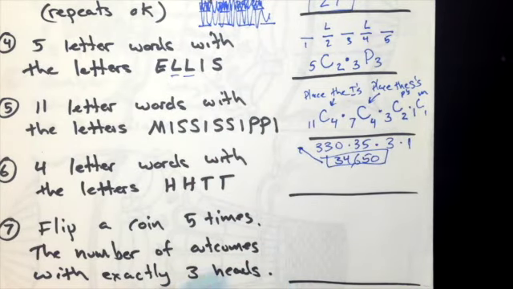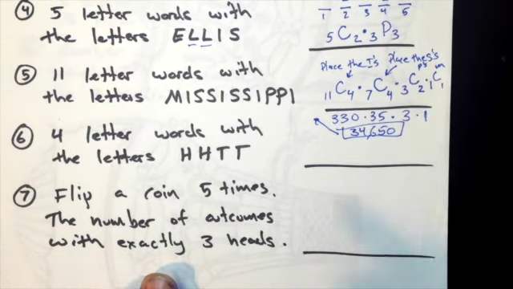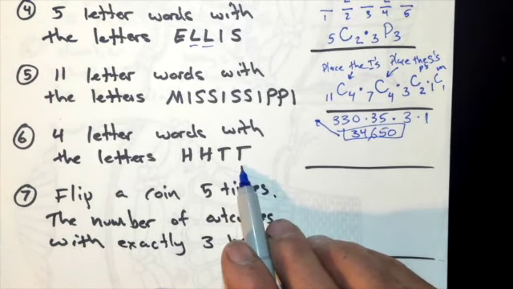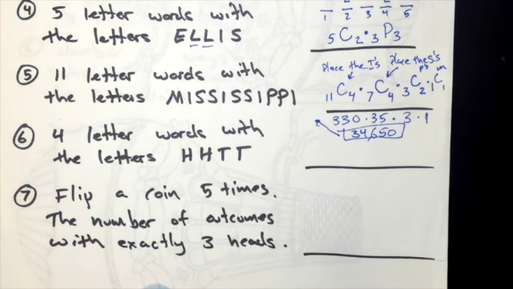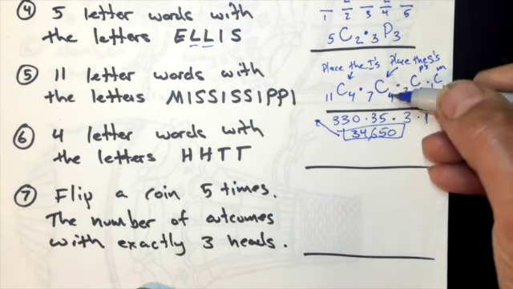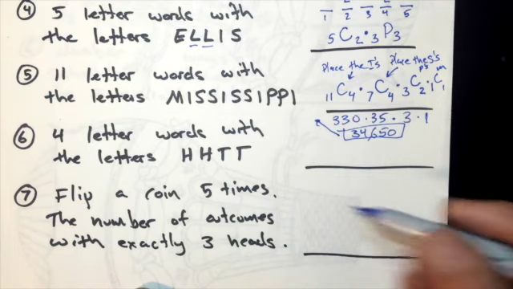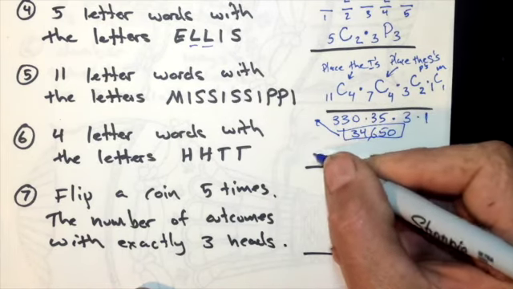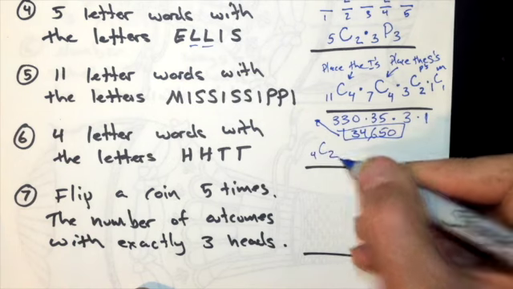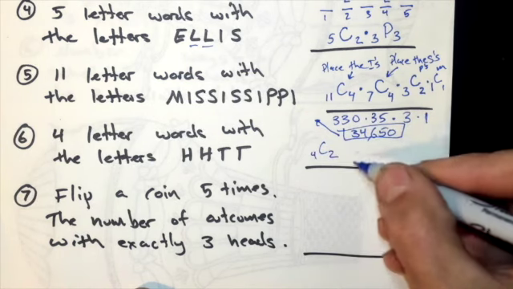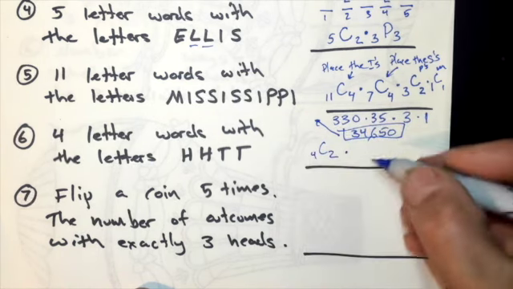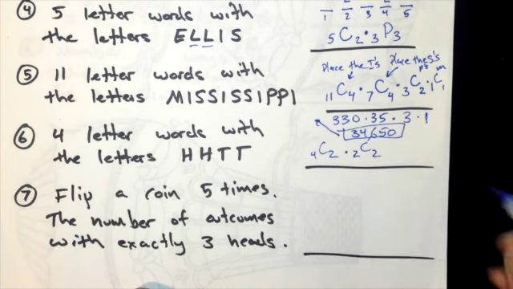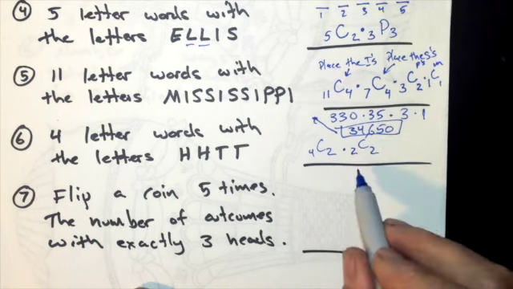Let's take a look at number 6. 4-letter words with the letters H, H, T, T. Okay, we're using our same method we used up here. Let's go ahead and choose the positions for the H's. So there's 4 positions. I'm going to choose 2 of them for the H's. Now I'm going to choose the 2 for the tails. So there's 2 positions left. I'm going to choose both of them for the tails. The order doesn't matter on the tails.